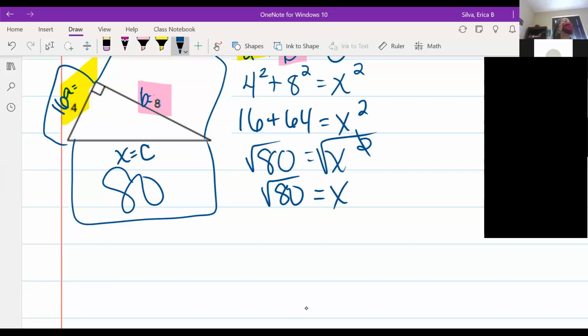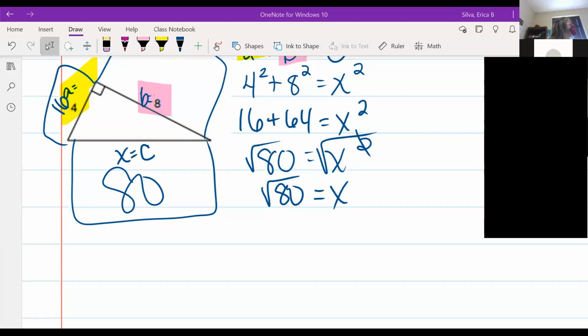And then whenever we have a radical, we want to go to our calculator. And the first thing we want to do is see if it's a perfect square, so we don't have to waste time simplifying it if we don't have to. So let's do the square root of 80. Does it give us a whole number or a decimal? It gives us a decimal.